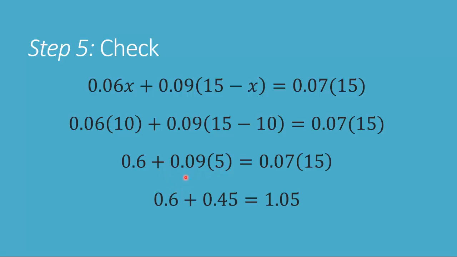Simplifying further, we get 9/100 times 5, which is 0.45. 7/100 times 15 is 1.05. And then in our final check, we're going to do 6/10 plus 0.45. As you should see, if you don't see it already, 1.05 is equal to 1.05. This is how you know that our answer was correct. The left side does in fact equal the right side.